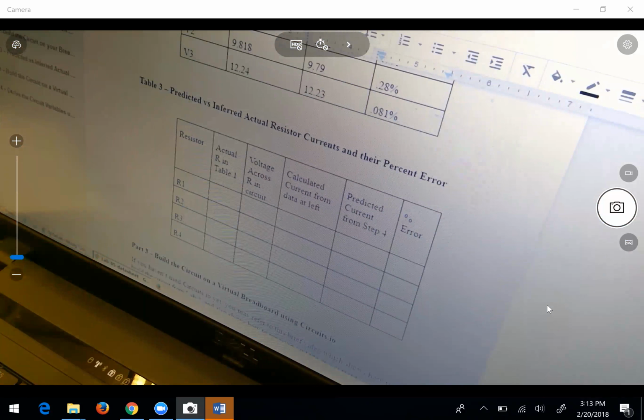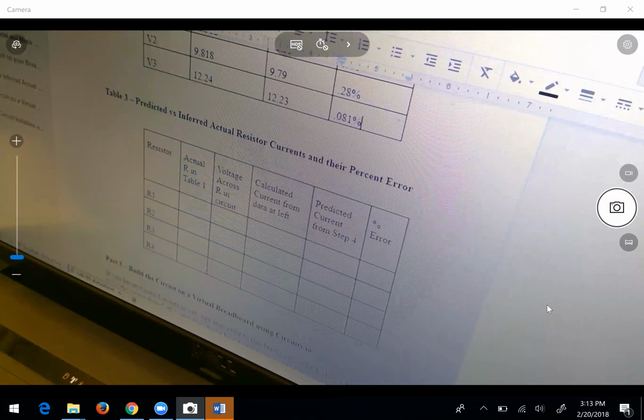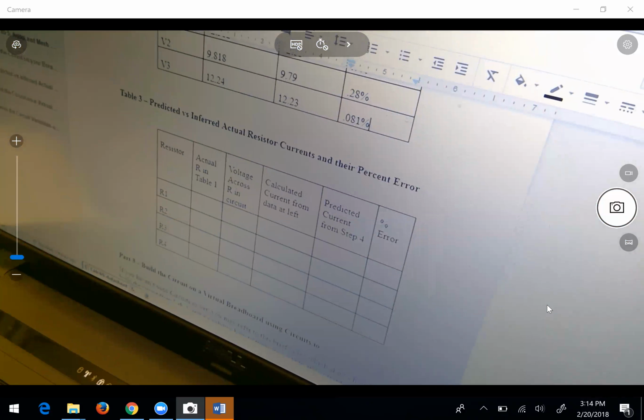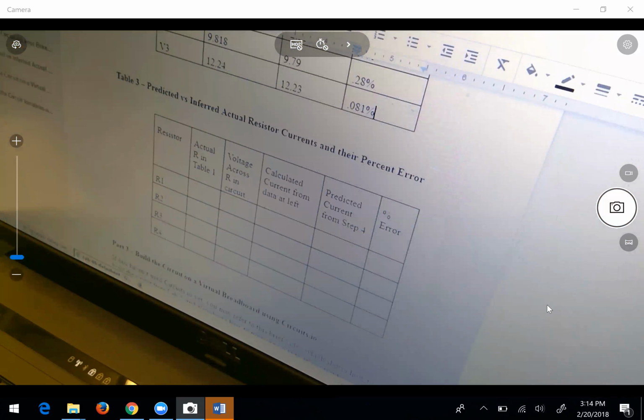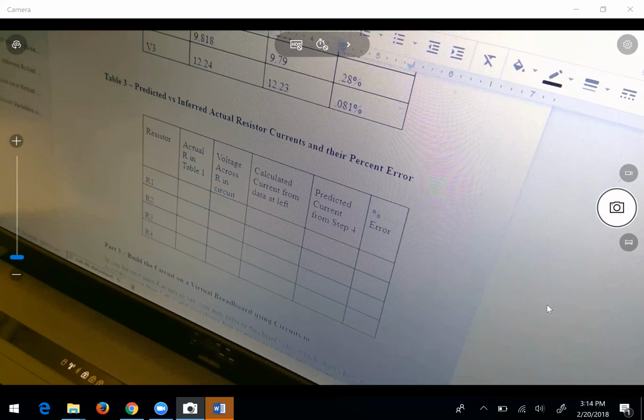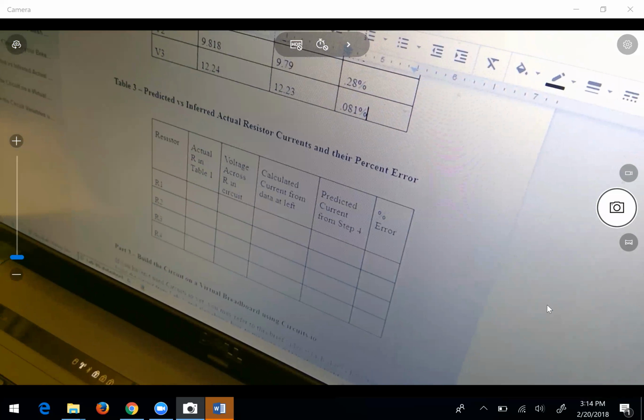So does that mean you just copy that actual R in table one? Copy that from table one. Okay, and then the voltage across R is what we already measured in the circuit. Yeah, that's your measurement. We measured that already. V1, V2, V3. Or is that different? Oh, it is different.